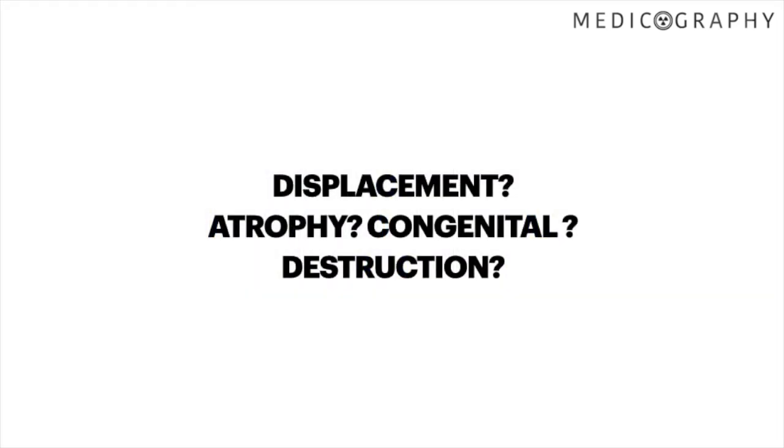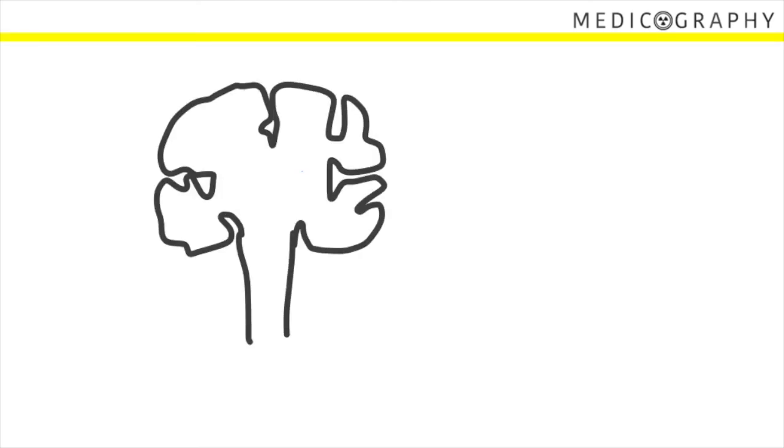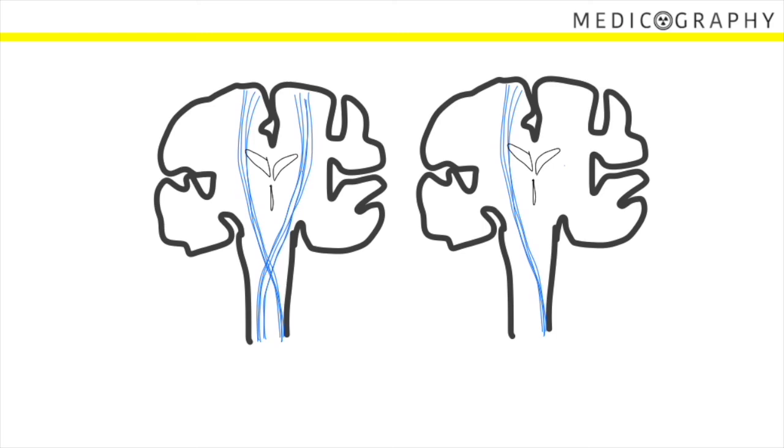We should report if there's any displacement, atrophy, or congenital abnormality, like the decussation, the agenesis, hypoplasia, hypogenesis, or others, and destruction. So here is the example of a corticospinal tract projection fiber. And there is something that displaces the corticospinal tract here closer to the midline, and also destruction. This is just an illustration.